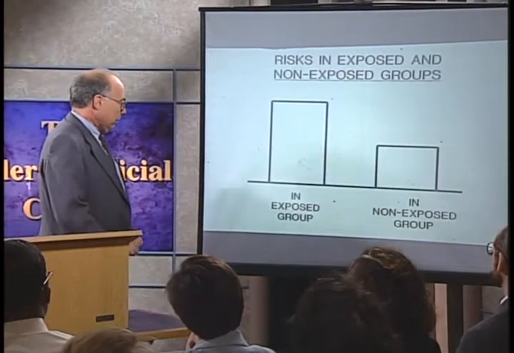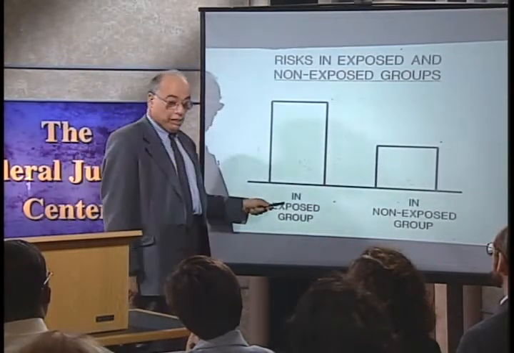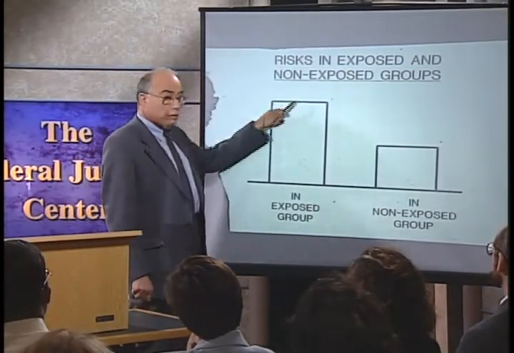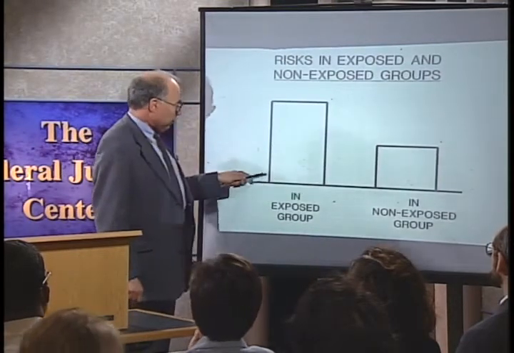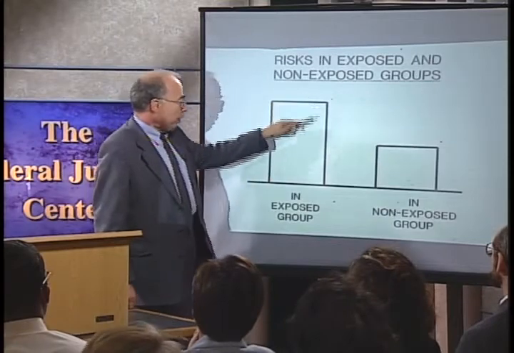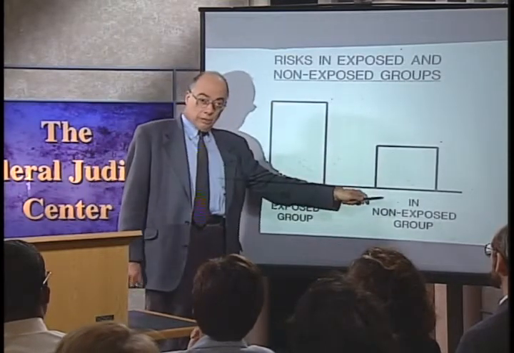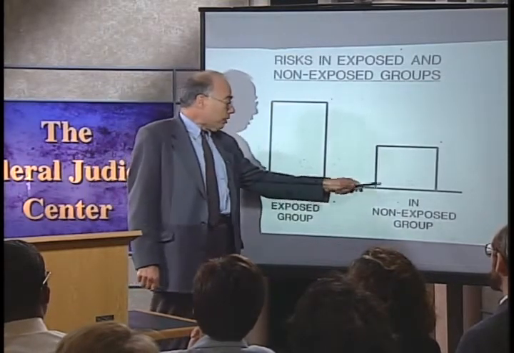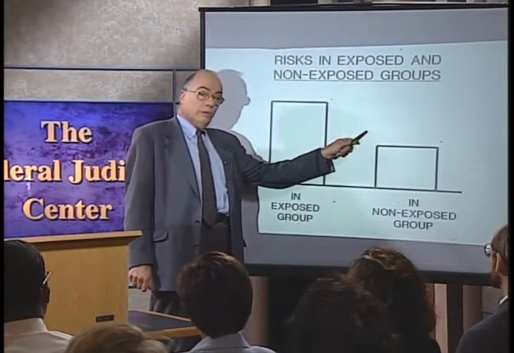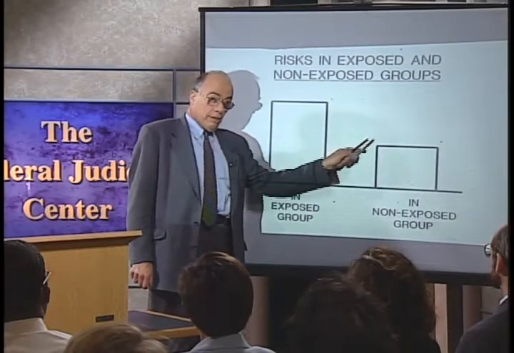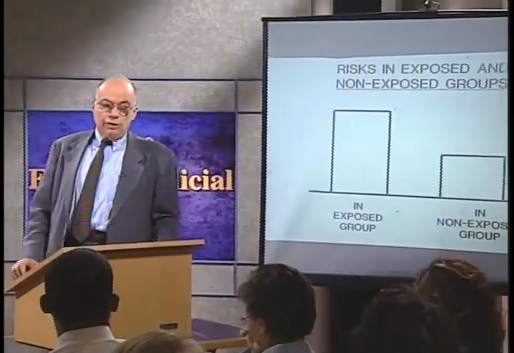For example, let us say that the exposure is radiation, and the risk is developing a certain type of cancer after radiation. What do we see? We see that the risk in the exposed group, in the radiated group, is greater than the risk in the non-exposed group, but we also see that even in the non-exposed group that was not radiated, there is some risk of developing the cancer. That is, all the cancer is not due to the exposure because even some of the non-exposed people develop the disease.